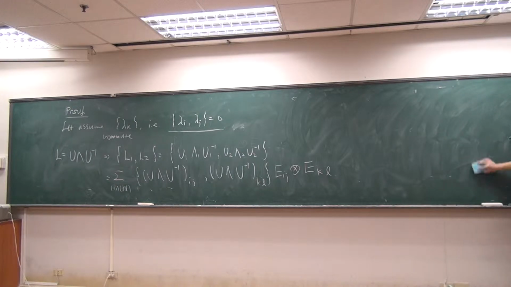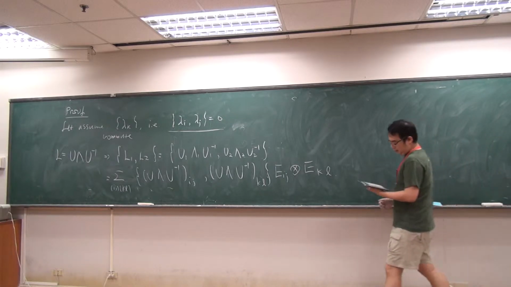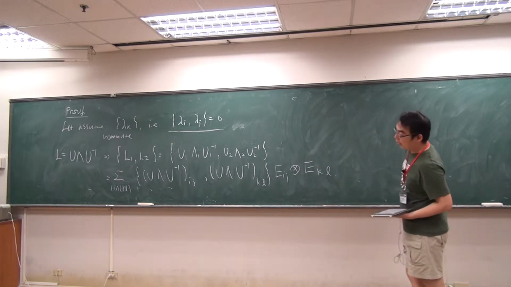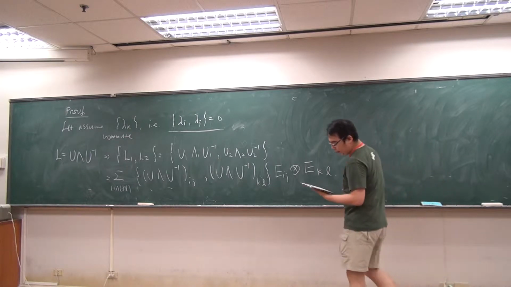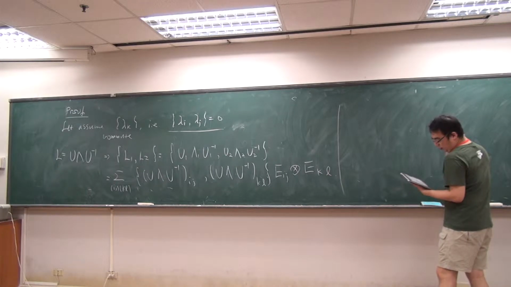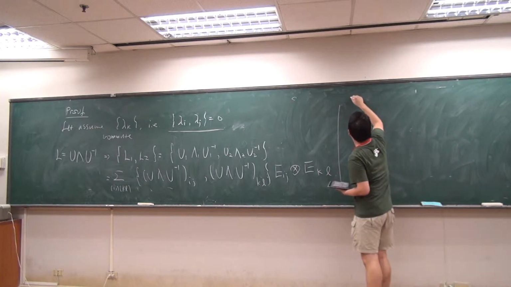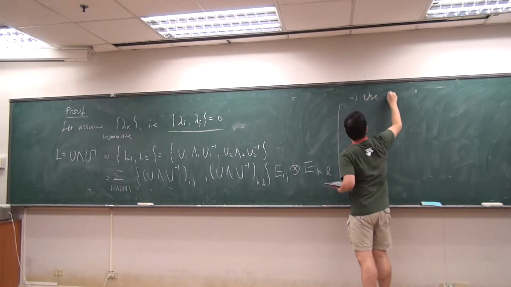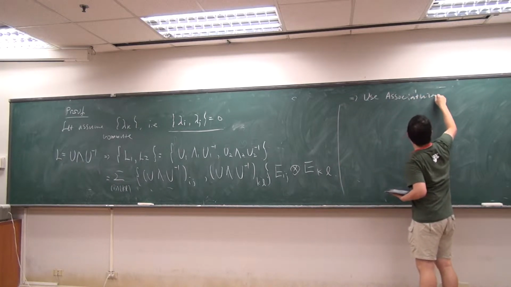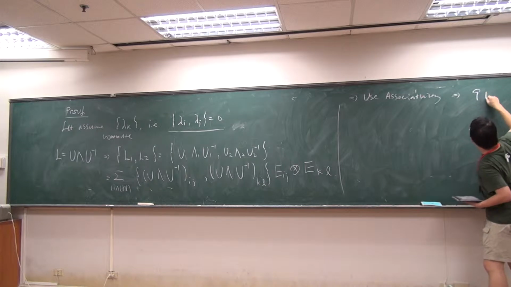...knows about Poisson brackets. To evaluate this, we can use the associativity to decompose into the different Poisson brackets between U and lambdas and so on. Okay, so we use the associativity, so we get 9 terms.